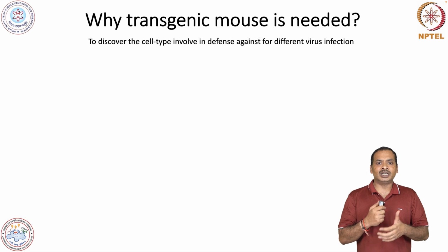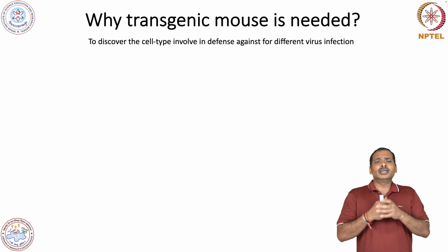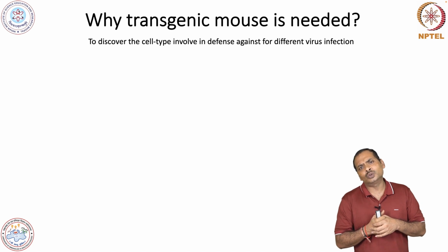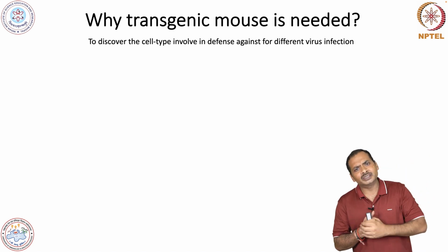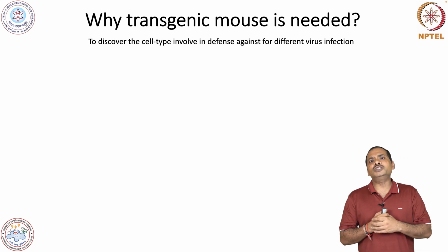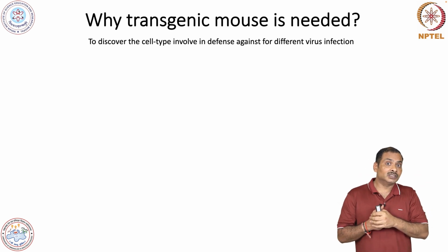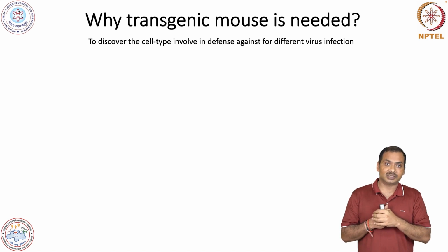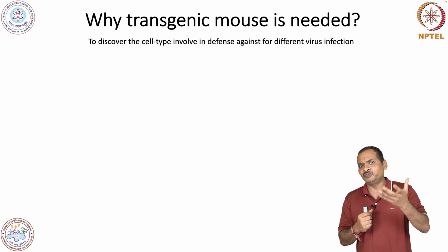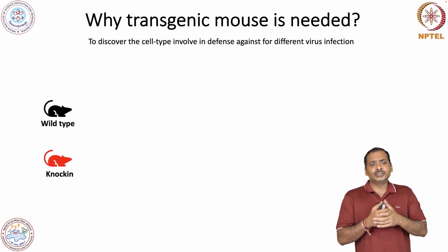Another example which I would like to describe is the knock-in mice. For example, you have discovered a cell type which plays a very important role against a particular virus infection or bacterial infection. So, how will you prove it? What you will do is discover or find out the gene which is exclusively expressed in that particular cell type, and you will create a GFP knock-in mice. You will put the GFP molecule in that, and then you will perform this experiment.